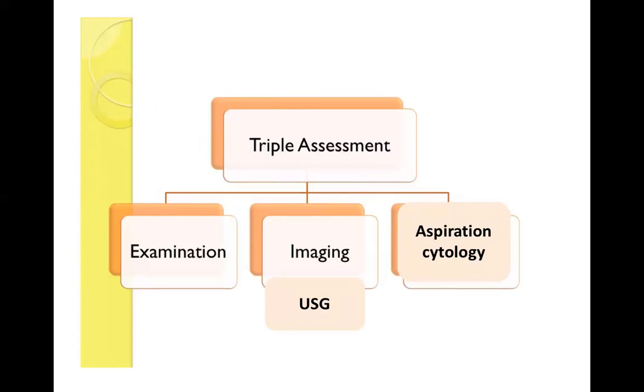We will evaluate via triple assessment, which is a combination of history and clinical examination, and certain imaging techniques. In this particular scenario, our choice will be ultrasonography and aspiration cytology, in which we will aspirate the cystic fluid and send it to the pathologist for examination of presence of malignant cells in it.